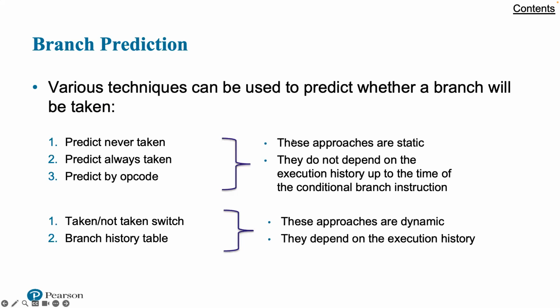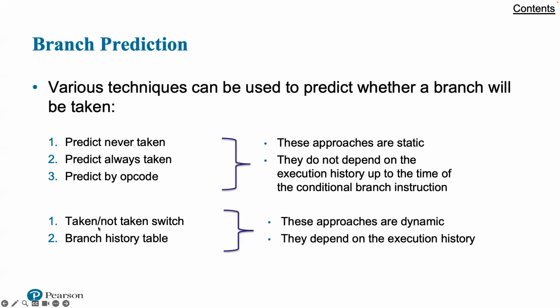There can be various techniques used to predict whether a branch will be taken. Here we see an example. The possibilities are that you predict it's never taken, it's always taken, or maybe you use the opcode to help guide what you're going to do. These are static approaches. They do not depend on the execution history of the conditional branch instruction. And so you have some form of prediction that you use.